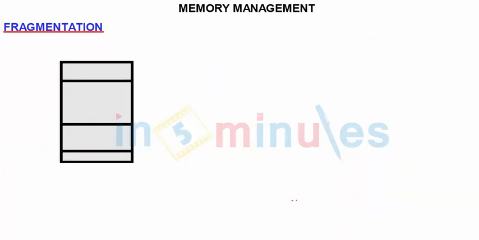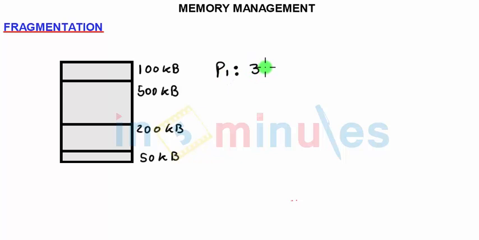Consider this is my memory. Let's see, I have 100 KB followed by 500 KB followed by 200 KB and 50 KB. Consider I am working with first fit. I have process 1 which is 350 KB, process 2 which is 150 KB, and process 3 which is 300 KB.